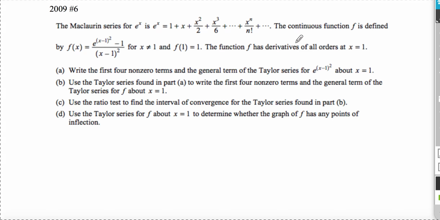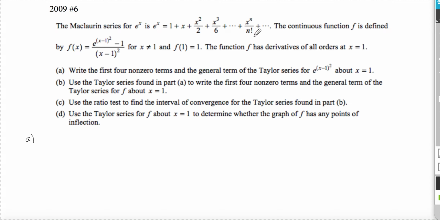The continuous function f is defined by, okay, we have this function f, which is a little more complicated when x is not 1, but that makes sense. And f of 1 is 1, and we do know that. The function f has derivatives of all orders, okay? Write the first 4 non-zero terms and the general term for the Taylor series for e to the x minus 1 squared, okay?